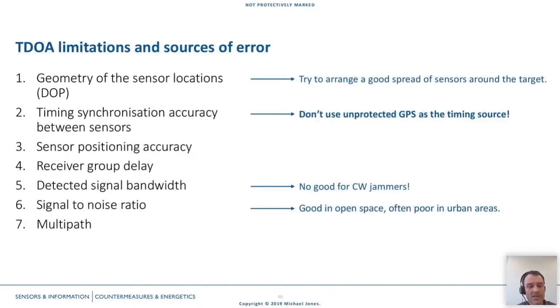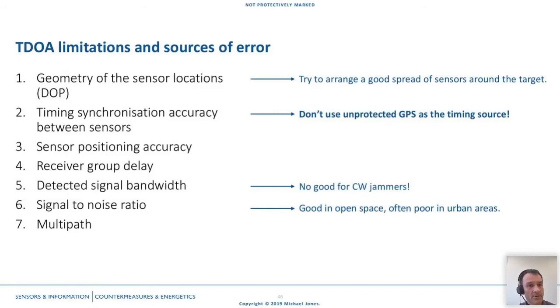Now, it does have some problems, time difference of arrival. It can be very, very accurate, but here are some limitations of it. I'm not going to go through them all in detail. I'll just pick out some of these. If you look at number 2, we're measuring times. So we need to be able to have very accurate time synchronization between the sensors. And what do we normally use for very accurate time? Well, of course, most people like to use GPS or GNSS. And if we're trying to geolocate GNSS jammers, then we've got a problem because the chances are our sensors are going to be jammed, so we won't have the timing accuracy that we need. So the first rule with TDOA is don't use unprotected GPS as the timing source. You need to either protect it with an anti-jam system or use a different mechanism for determining time.